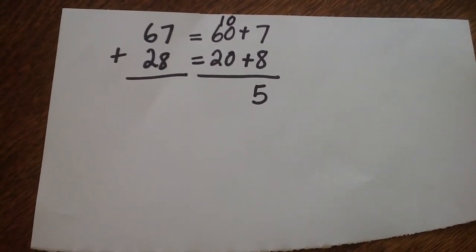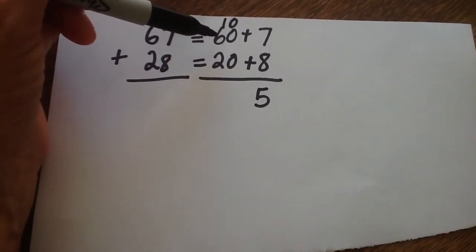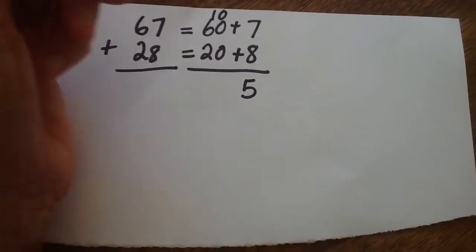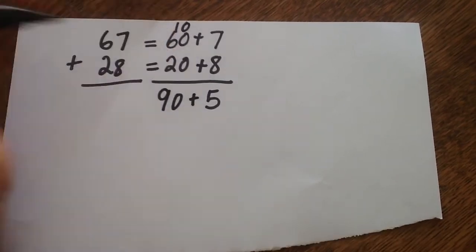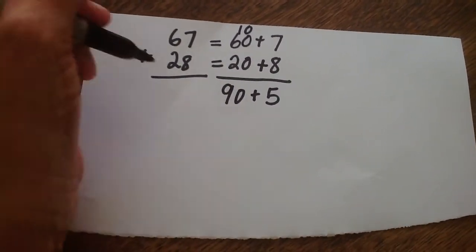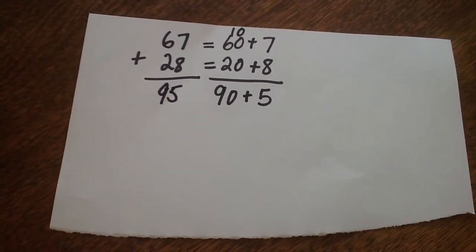Now I have to add up all my tens. I'm going to start with 60 because it's the highest number. 60, 70, 80, 90. So I got 90 in the tens place. 90 plus 5 is 95, and that's my answer.